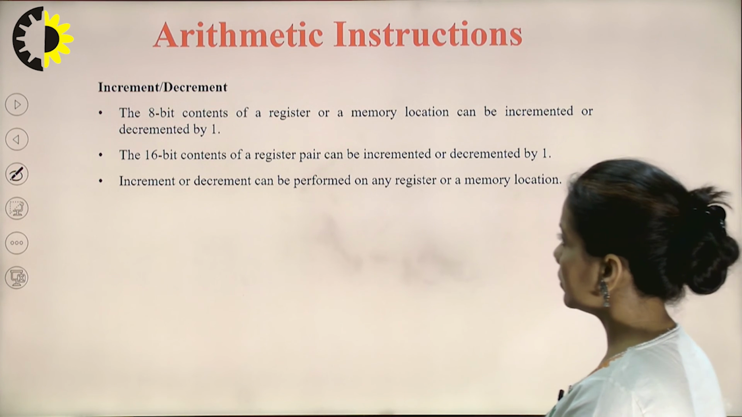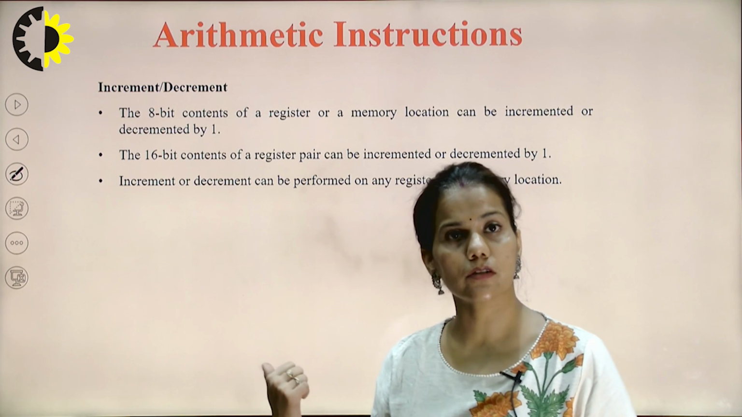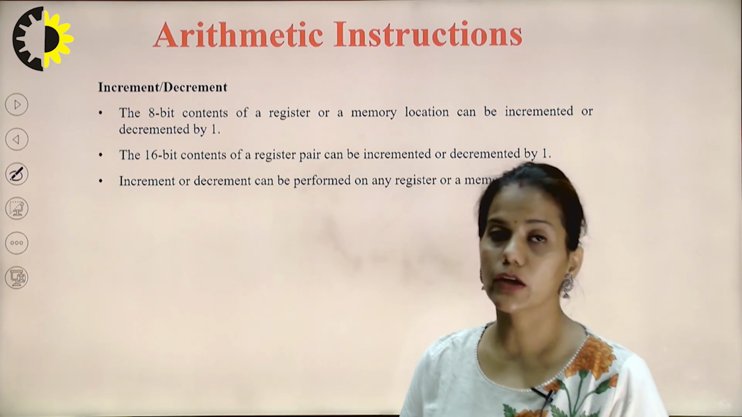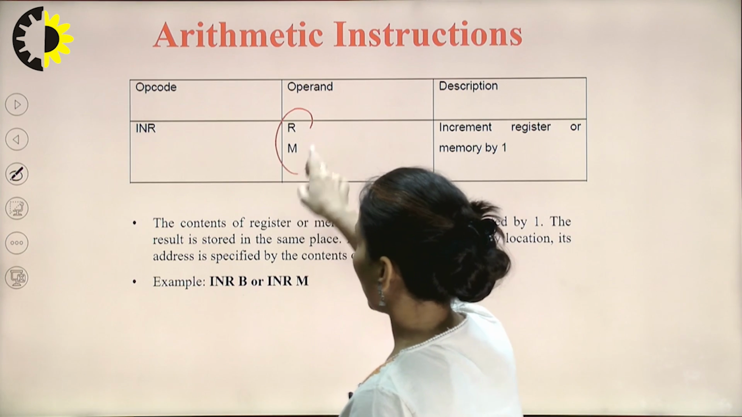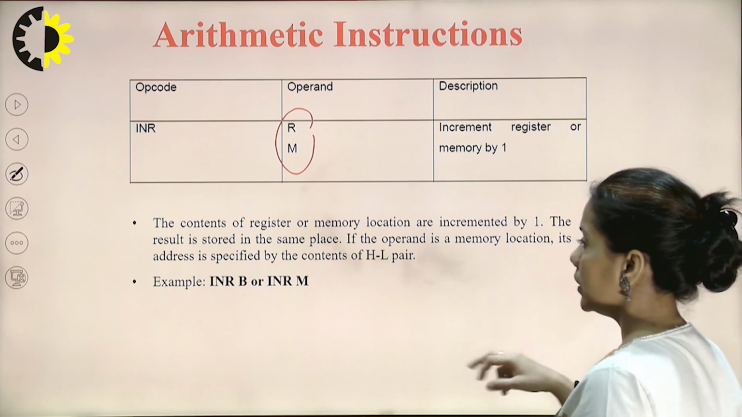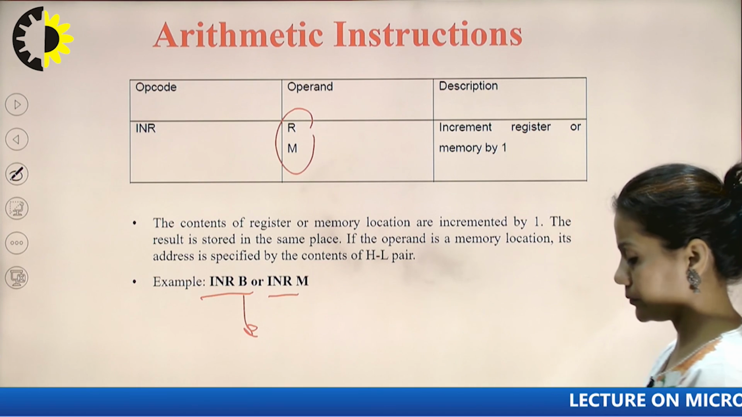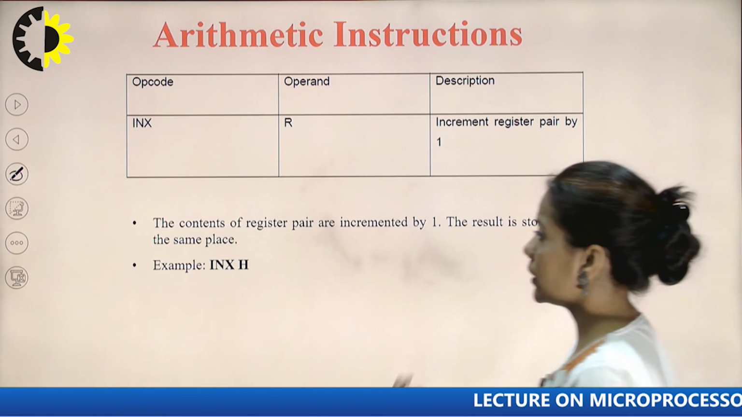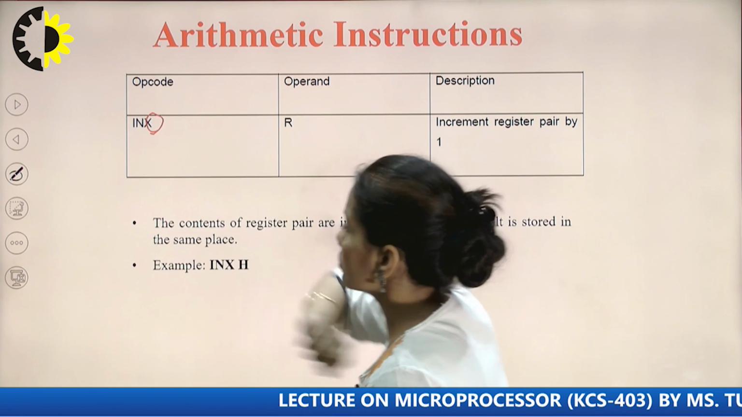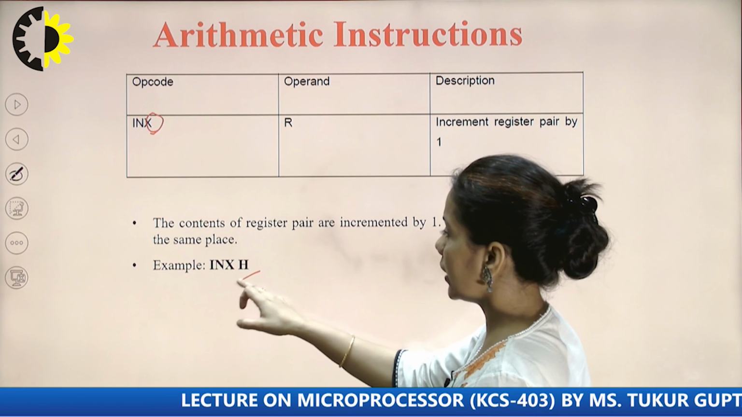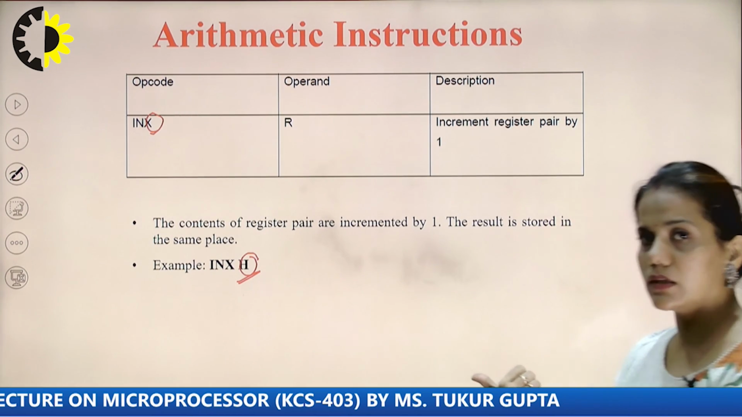Increment or decrement instructions: the contents of whatever operand is mentioned are incremented or decremented by 1. For increment, INR R or M are the combinations possible, and this instruction will increase the contents by 1. INX H will increase the contents of the register pair mentioned, because X denotes the register pair. So INX H means H is for the HL register pair, and it will increase the contents of the HL register pair by 1.